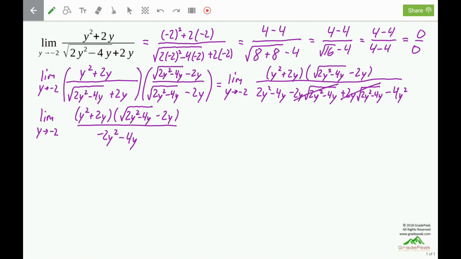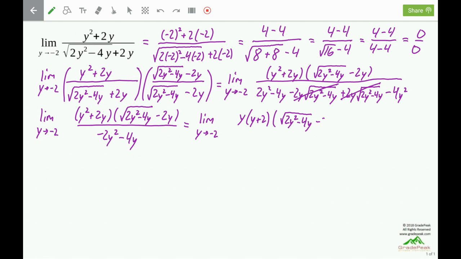At this point we have power functions. We still have 0 over 0. A 0 is occurring in the numerator due to that expression. A 0 is occurring in the denominator due to that expression. Those expressions cannot cancel each other right now, so we will need to factor. I'm going to factor in the numerator by taking out a common factor of y. That will leave us a y plus 2, as well as the remainder of the expression, the root of 2y squared minus 4y minus 2y.